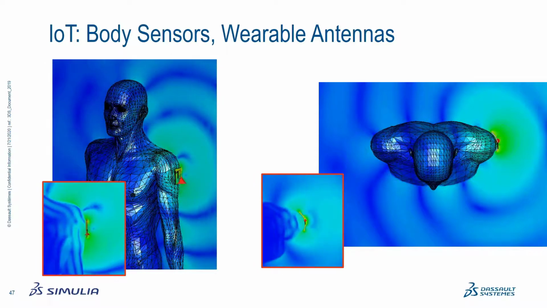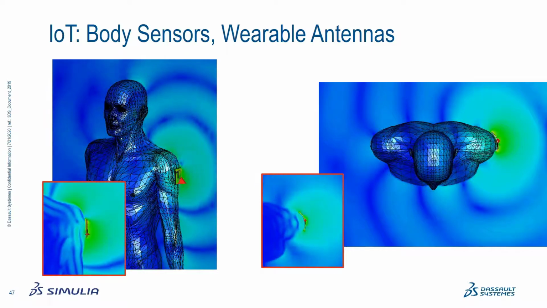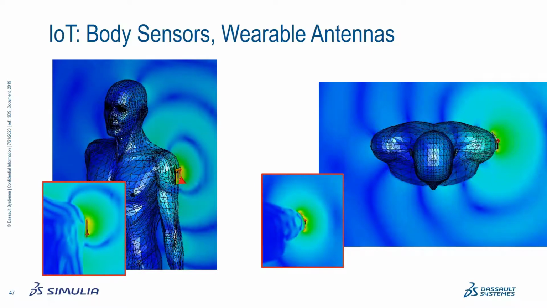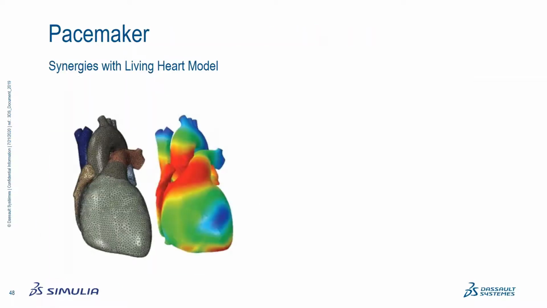Or would a single antenna be sufficient to provide a 360-degree coverage? Or how would the return loss of the antenna be affected by placing it in different locations? How much of the human body should we simulate, etc.?